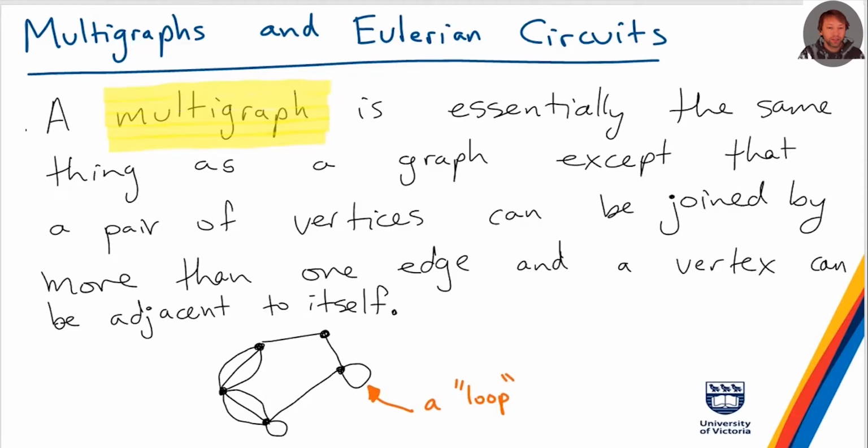In a multigraph, if an edge goes from one vertex back to the same vertex, like this one down here, I call that kind of edge a loop. So an edge that goes from one vertex to itself is called a loop. And this is basically a picture of a multigraph, right? It's kind of the same thing as a graph, except that here between these vertices you've got three edges instead of one, and you've got these loops. Okay, so is it clear what the definition is?